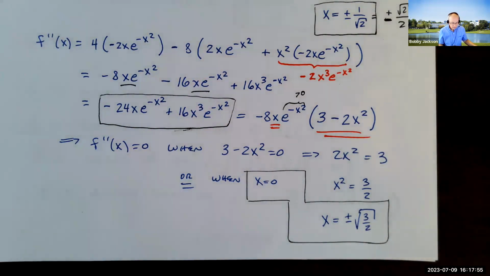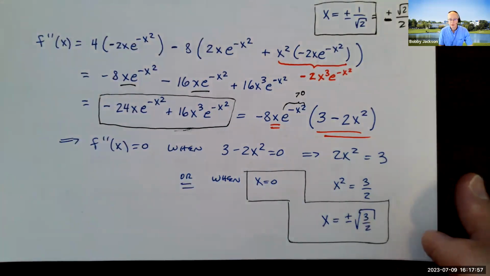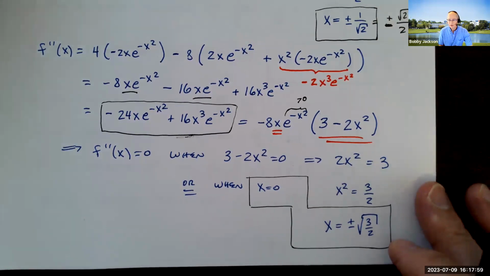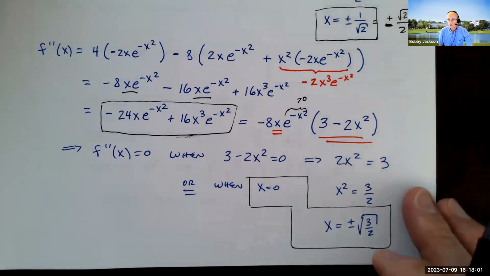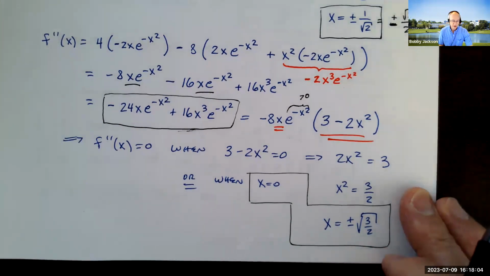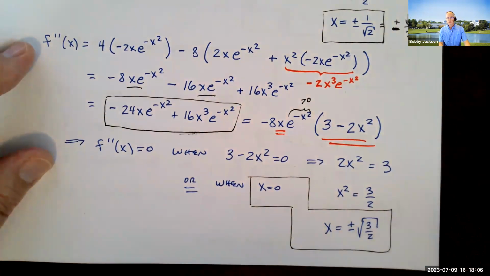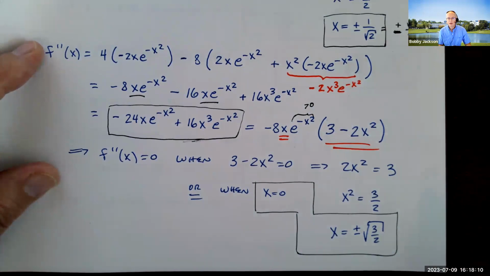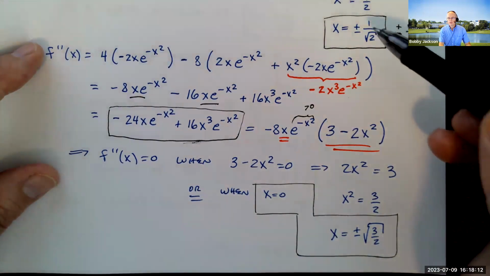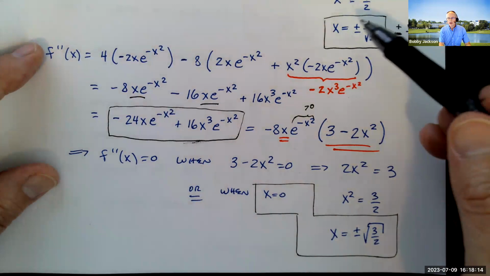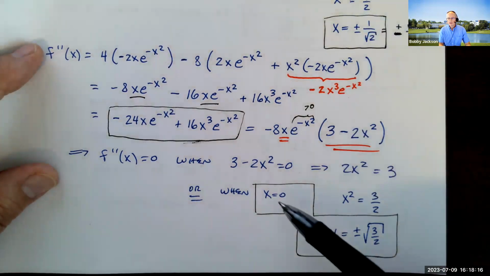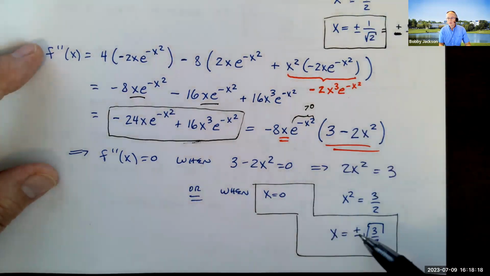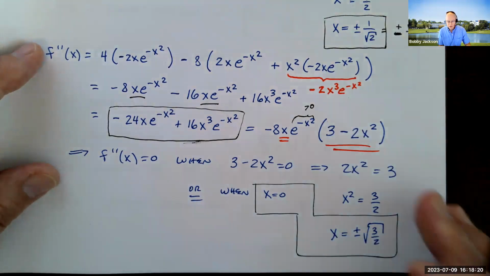Okay. Those are the points where our second derivative is 0, and those are potential transition points. How do we know for sure? Well, we're going to now do a sign check for my first derivative and my second derivative. Remember, the first derivative is 0 at these 2 points of x. The second derivative is 0 at these 3 points: 0 and plus or minus the square root of 3/2.